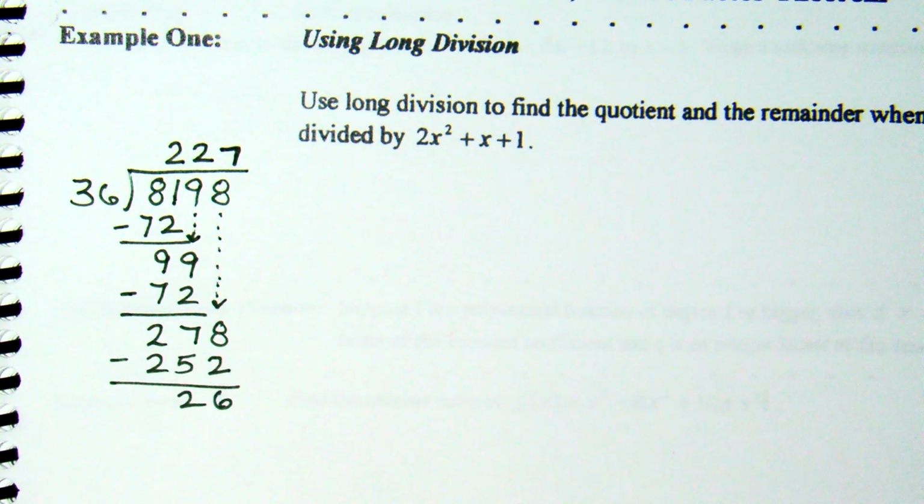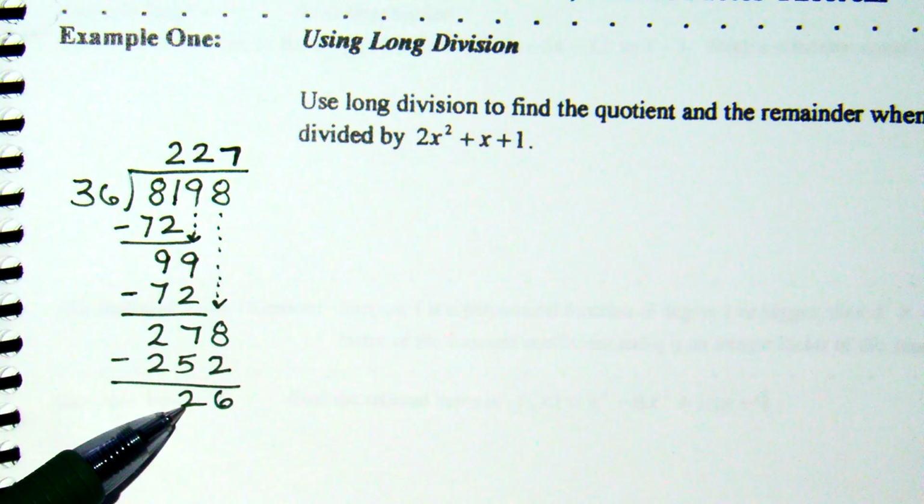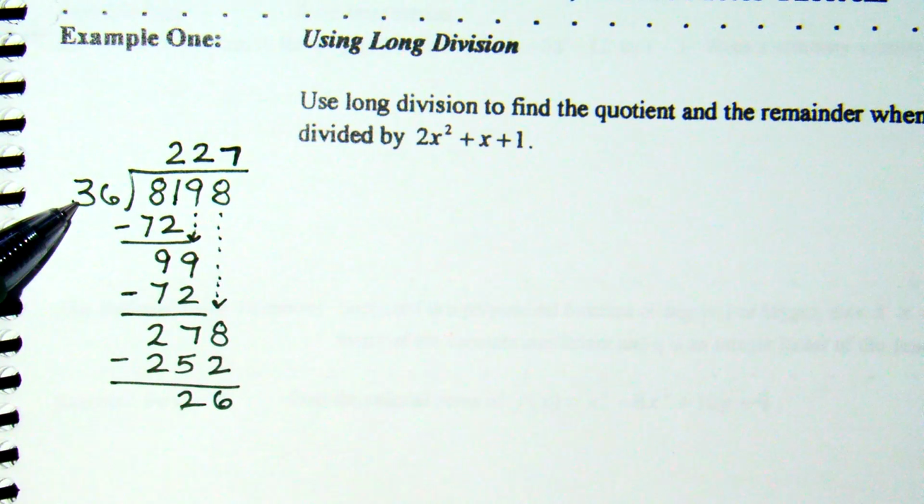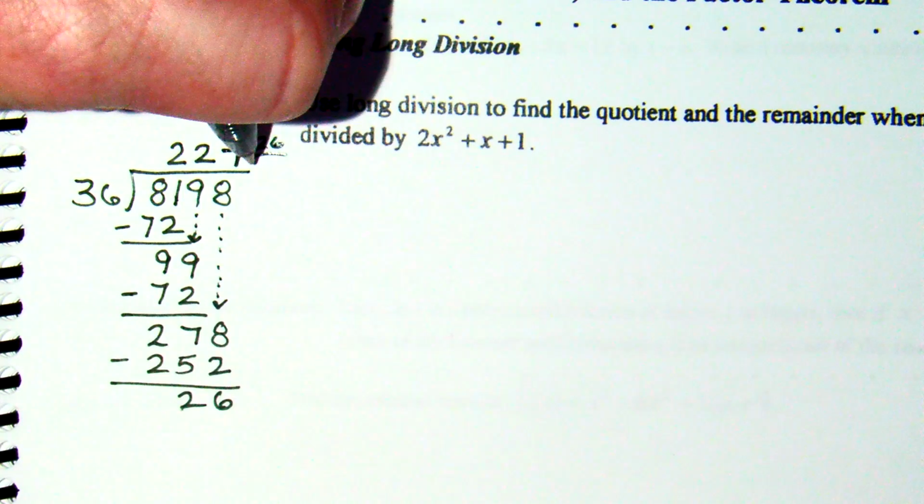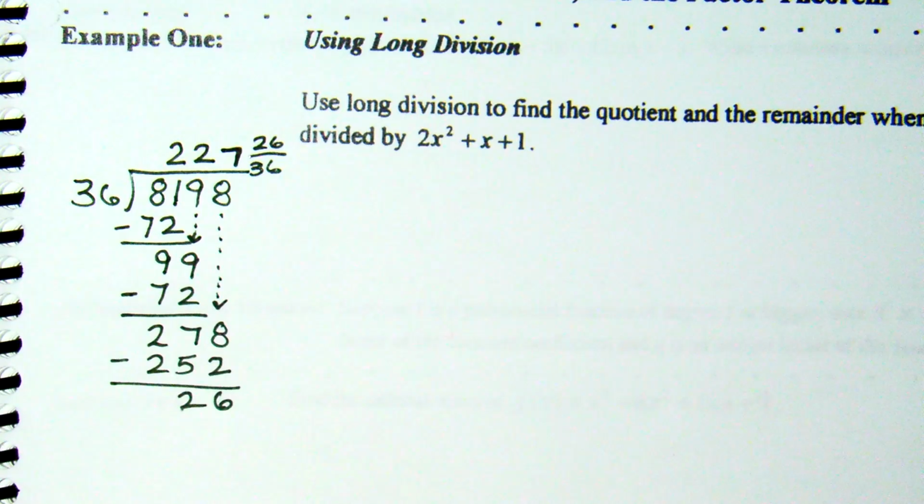227 R 26. Okay, so in elementary, it was 227 R 26, remainder of 26. So bump it up to middle school years. Fractions. Do you remember how we did fractions? No. 227 and 26 over 36. Because 36 is the divisor. So that answer becomes 227 and 26 over 36. Wow, I didn't play that tongue twister.